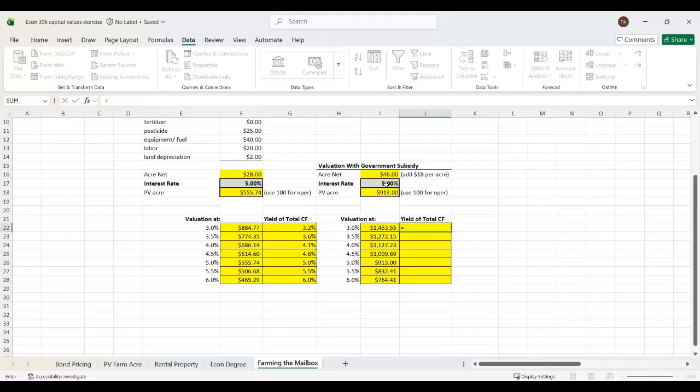The yield of that cash flow, lock the reference, divided by this valuation is going to equal what? Approximately, or actually pretty exactly here, once we get into the higher interest rates, it's equal to the discount rate at which we valued the asset.